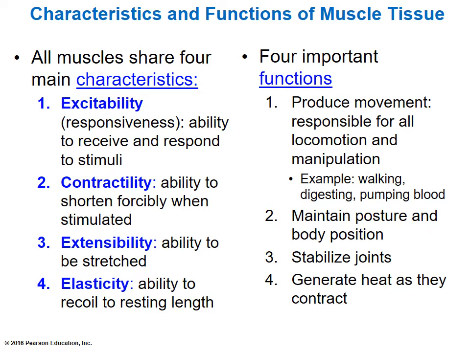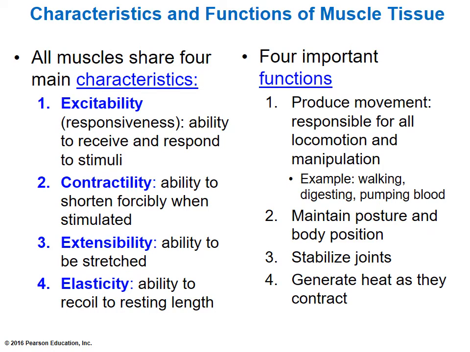Muscle tissue is also very unique, especially when you compare it to epithelium and connective tissue, because it's going to have these four characteristics that set it apart from the rest. It will be excitable, it will have a contractility characteristic, an extensibility characteristic, as well as an elasticity component.